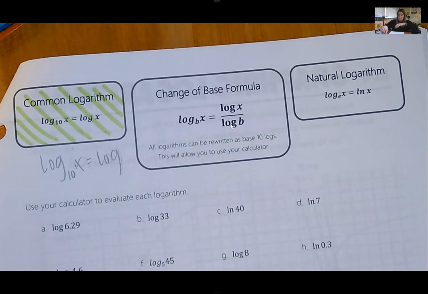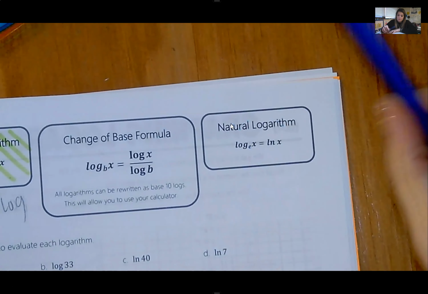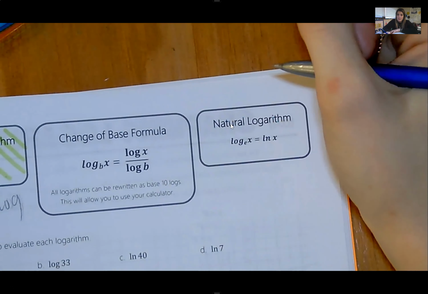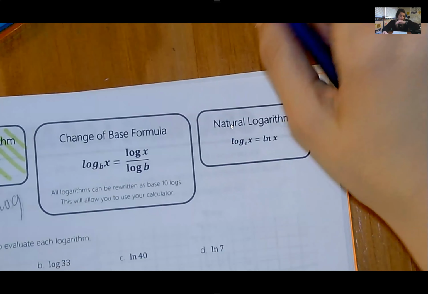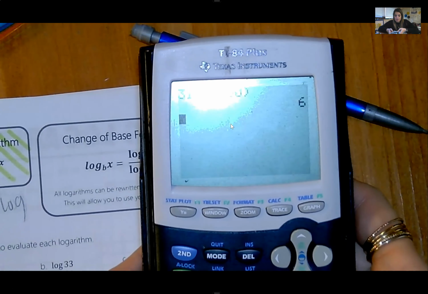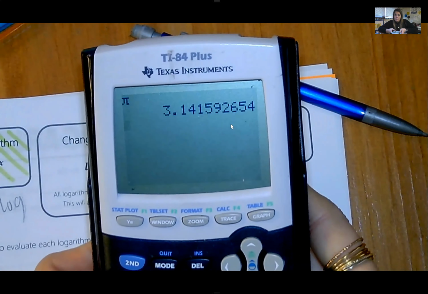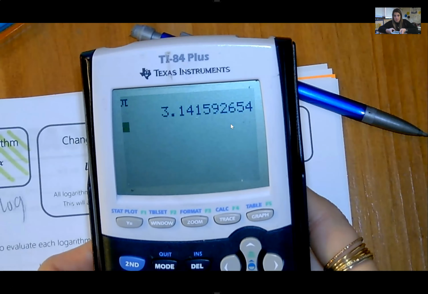The other one that I wanted to look at is what happens when you have log base E. E is this really special number in math called Euler's number, and it's like pi. It's a decimal that goes on forever. For instance, if I type in pi on my calculator, hopefully everybody's pretty familiar with pi, it gives you 3.14159, going on forever.